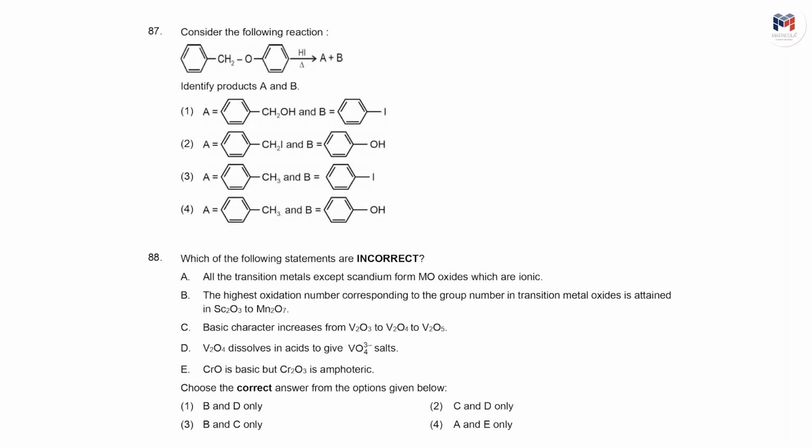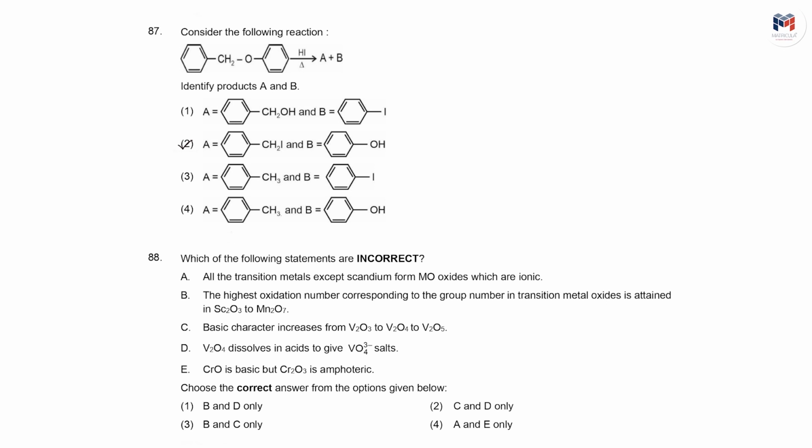Question number 87. Consider the following reaction. Identify product A and B. The answer is option number 2. Question number 88. Which of the following statements are incorrect? Option A. All the transition metals except scandium form monoxides which are ionic. Option B. The highest oxidation number corresponding to the group number in the transition metal oxides is attained in scandium 3 oxide to manganese heptoxide.